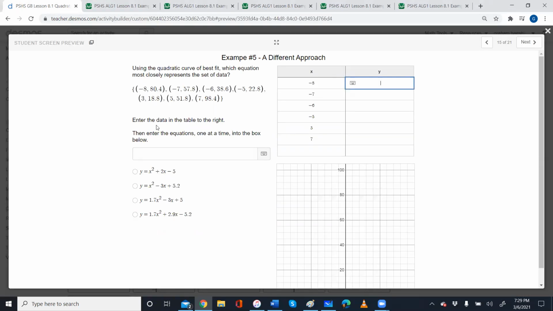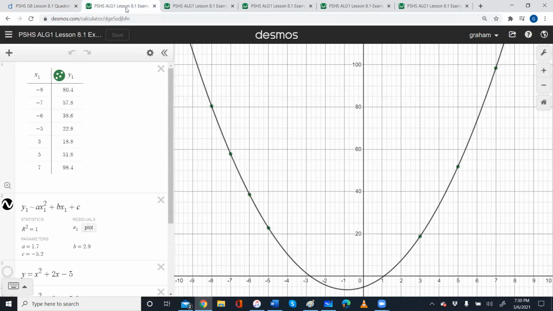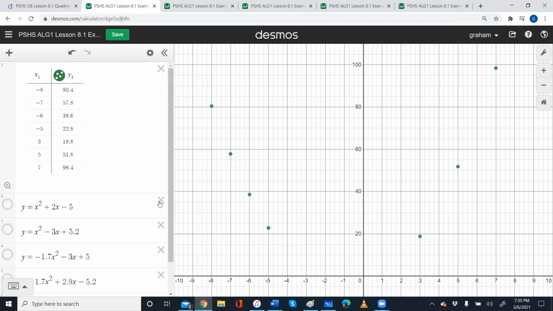And we actually have a list of equations. So this is a different approach. So basically, here are my answers. And I could type in that equation, but what happens if we don't remember that equation? So I'm going to get rid of it.